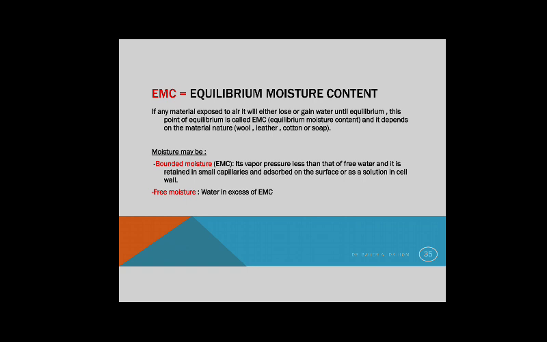If any material is exposed to air, it will either lose or gain water until equilibrium. This point of equilibrium is called EMC. Moisture may be bound moisture in EMC. Its vapor pressure is less than that of free water, and it is retained in small capillaries and absorbed on the surface or as a solution in the cell wall. Free moisture is water in excess of EMC, which we will evaporate to dry the material.